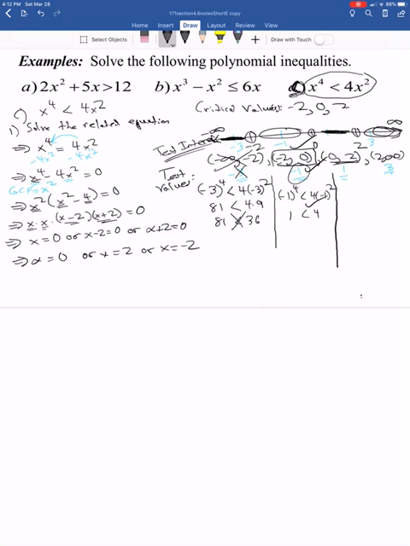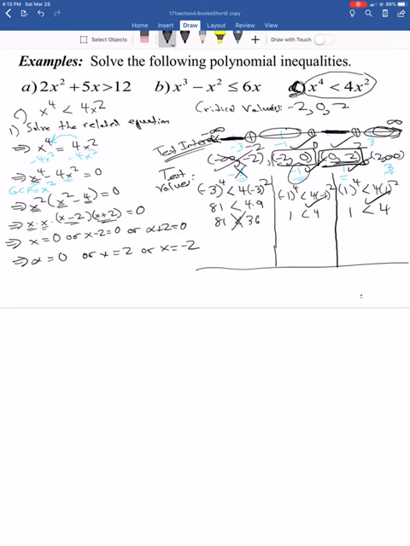How about 0 to 2? Let's test it. Plug in 1. So 1 to the 4th power, is it less than 4 times 1 squared? 1 is less than 4. Again, same thing we just got in the previous test. So yes, it is part of the solution set. All the values greater than 0 and less than 2 need to be included.